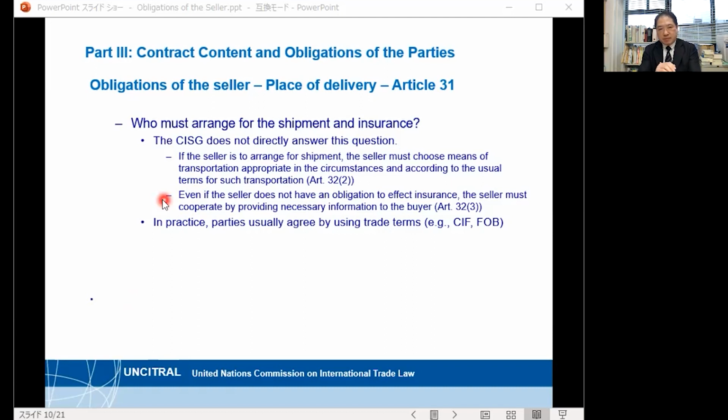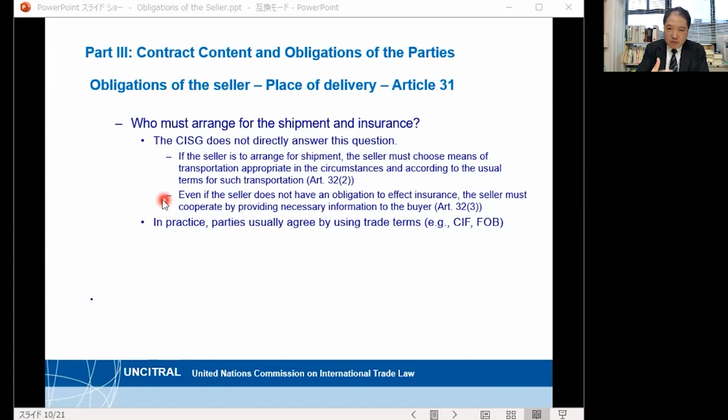Now, it is not clear who has the responsibility under the CISG, but in practice, parties will usually agree on these matters by using trade terms such as CIF and FOB, as defined by the Incoterms of the International Chamber of Commerce, ICC. It is always wise to make it clear in the contract who has the responsibility to arrange for the shipment and who has the responsibility to effect insurance. And by using those trade terms under the Incoterms, that can be done.